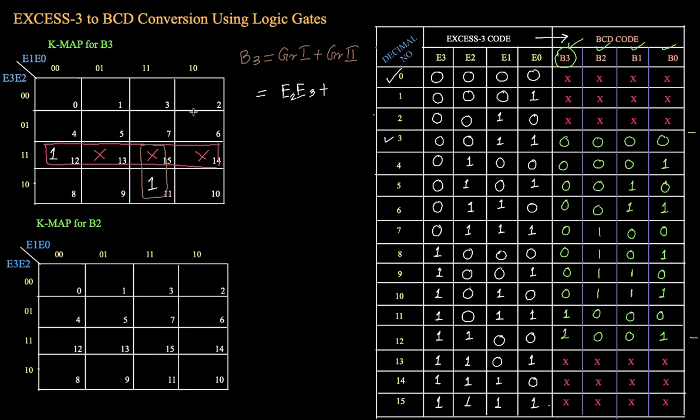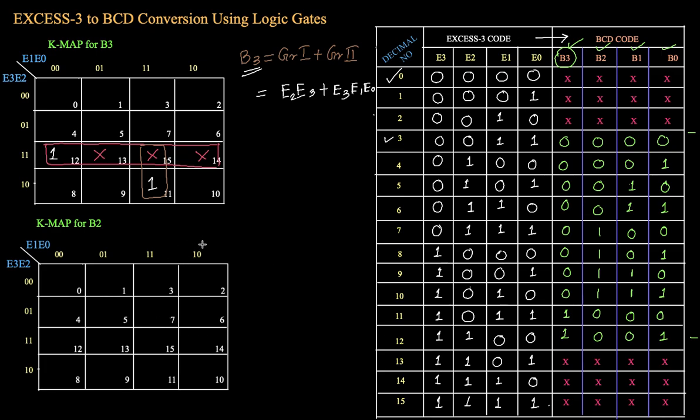For group 2, looking at this horizontal column, E3 is 1 and 1, and E2 is 1 and 0, that means E3 is the same, so we have to write E3. And here both E1 and E0 are 1, so it is E1 E0. This is the output of the B3. That means we are getting B3 as E2 E3 plus E3 E1 E0.